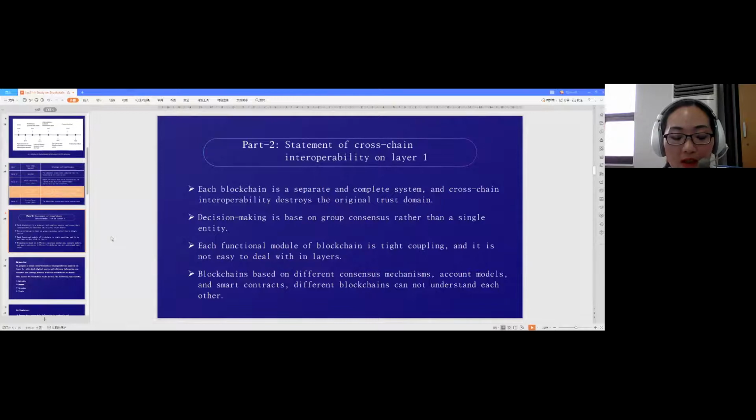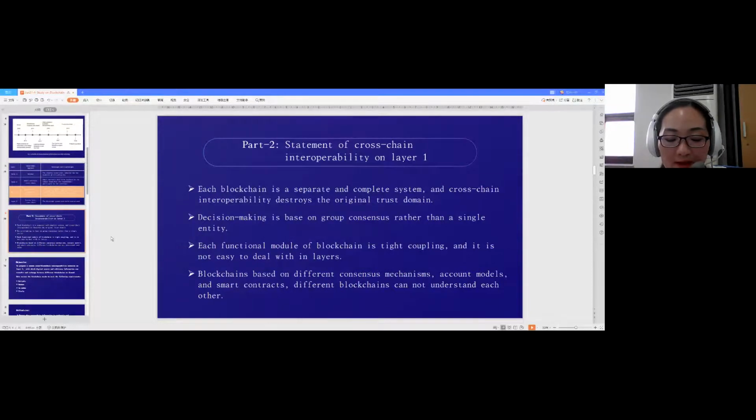Next, we will give a more detailed statement of cross-chain interoperability on layer 1. The cross-chain implementation on layer 1 is quite difficult because the nature of blockchain itself creates a lot of difficulties. Each blockchain is a separate and complete system, and cross-chain interoperability destroys the original trust domain. Decision making in blockchain is based on group consensus rather than a single entity. And each functional module of a blockchain is tightly coupled and not easy to deal with in layers.